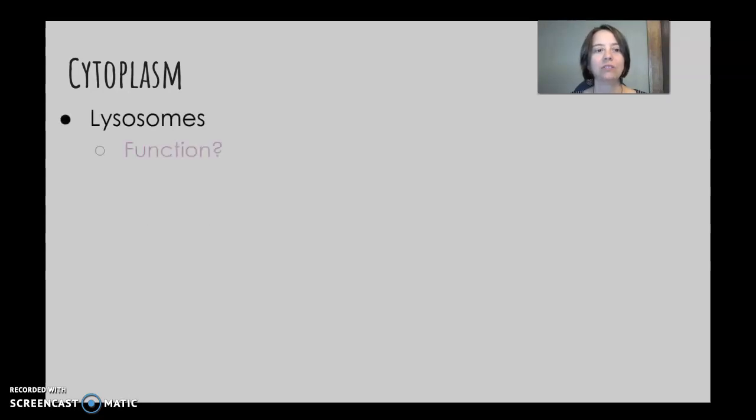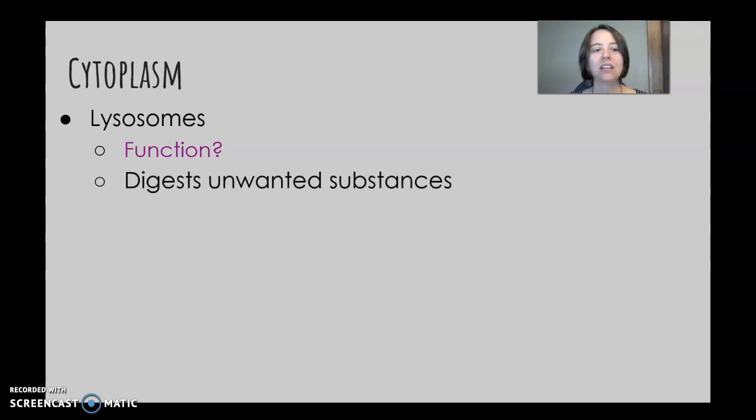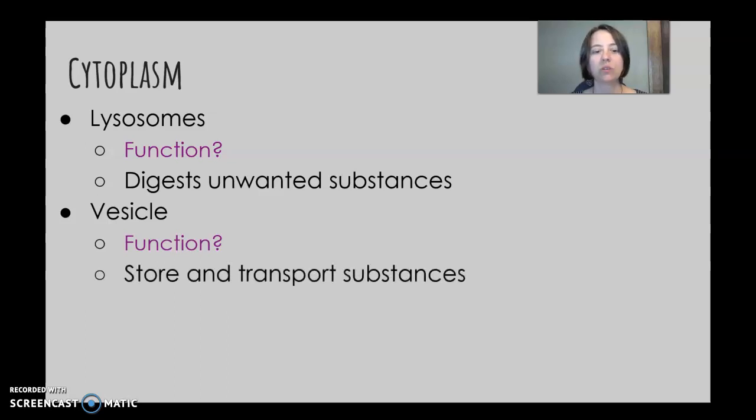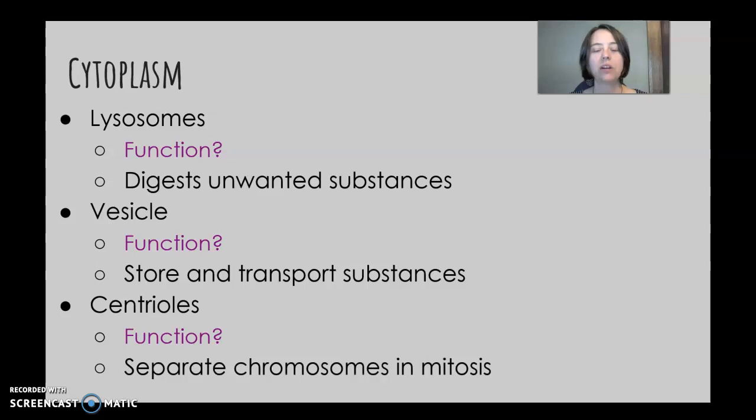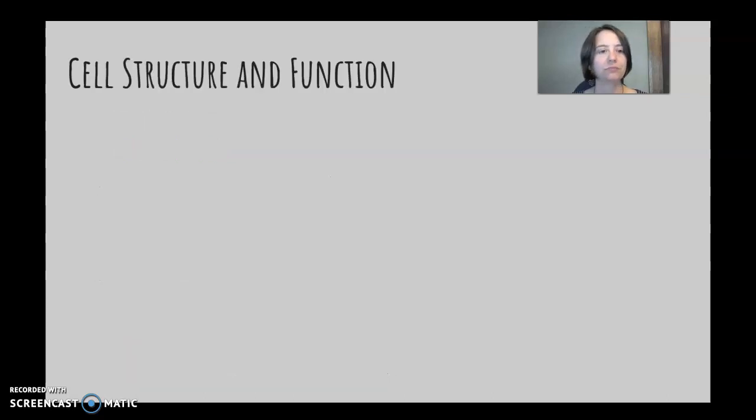Lysosomes, what do they do? They digest unwanted substances. So if you knew that, you don't have to write it down, otherwise please do so. A vesicle, what does that do? It will store and transport substances. And finally, centrioles. Their function is to separate chromosomes during mitosis, and meiosis if you're a sex cell.